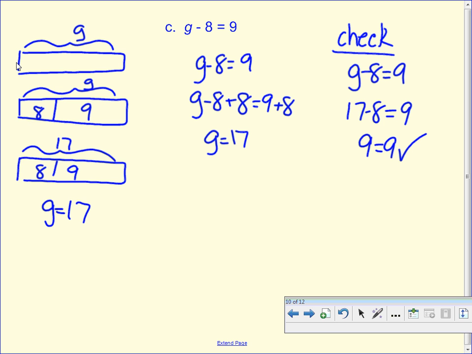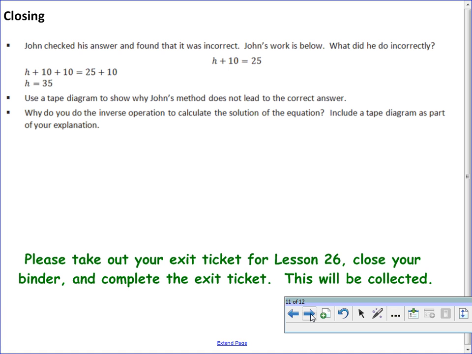Wouldn't G also equal 1? No, because 1 minus 8 is negative 7. Okay? So real quick in closing, John checked his answer and found that it was incorrect. So John's was H plus 10 equals 25. To check it, he did H plus 10 plus 10 equals 25 plus 10. So H equals 35. What did he do wrong? Just tell me what he did wrong real quick.